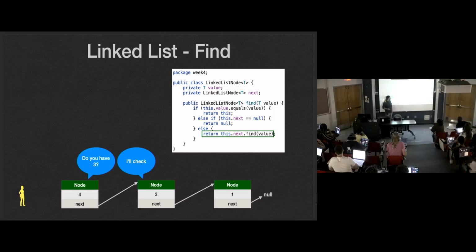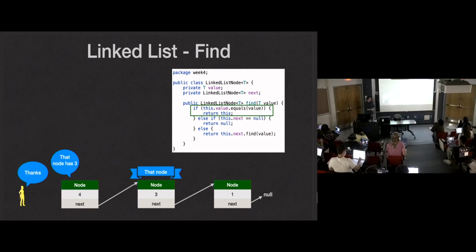This node says, hold on, I'll check. And it says, oh yeah, I got 3. Here you go. Here's a reference to me. And this node's going to return that reference to the original caller in this case, and give a reference to the node, the first node in this case, containing the value that we're looking for.